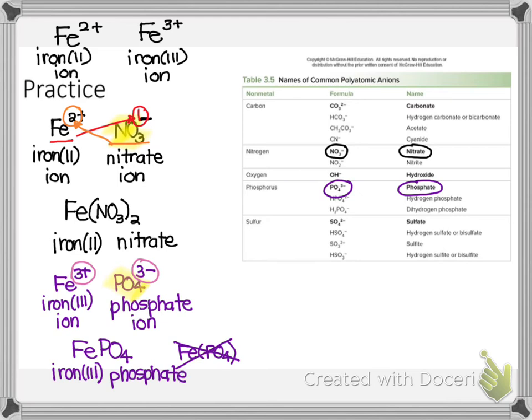Now, I will tell you, let's say you're working in haste. You're trying to get it done, and you do the crossover. So you look and you say phosphate has 3, so there's 3 irons, and the iron has 3, so there's 3 phosphates. Okay, this is incorrect.